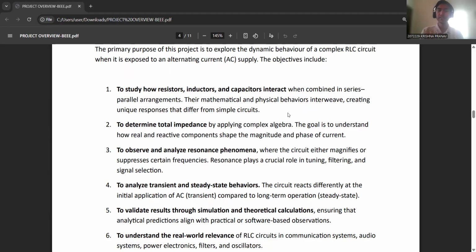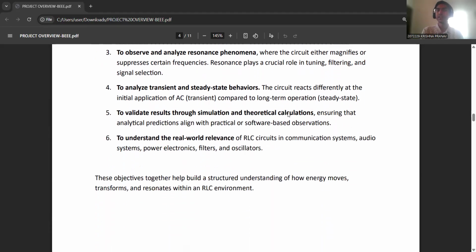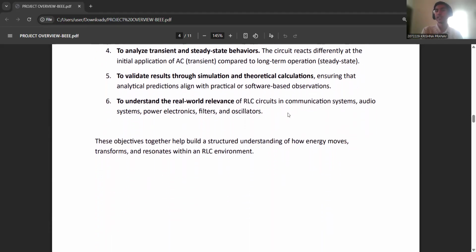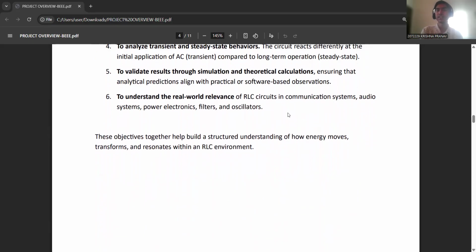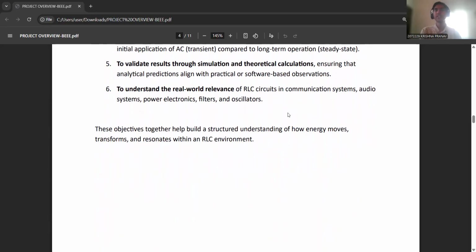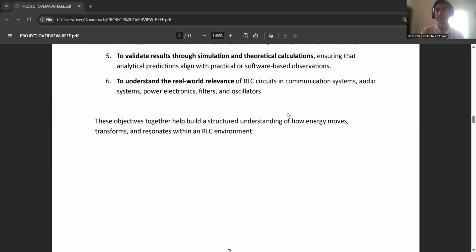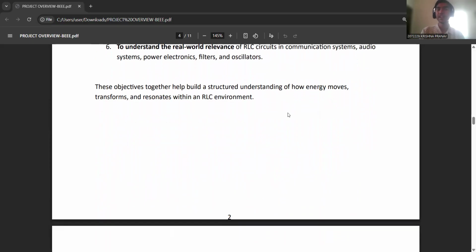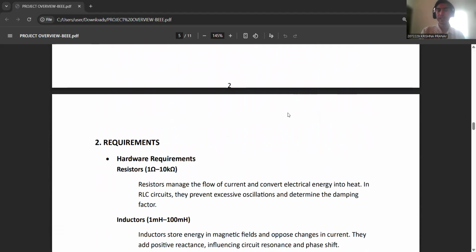To understand the real world relevance of RLC circuits in communication systems, audio systems, power electronics, filters, and oscillators. These objectives together help build a structured understanding of how energy moves, transforms, and resonates within a RLC environment.